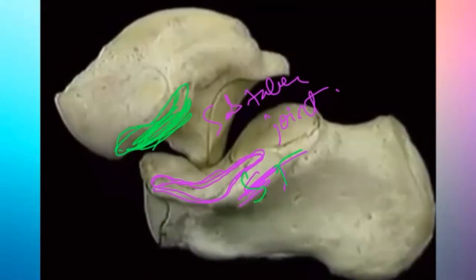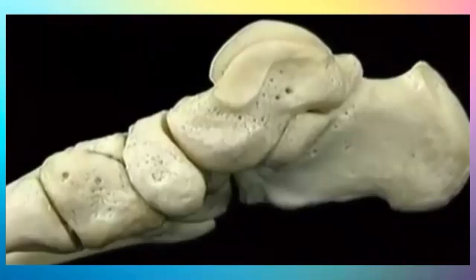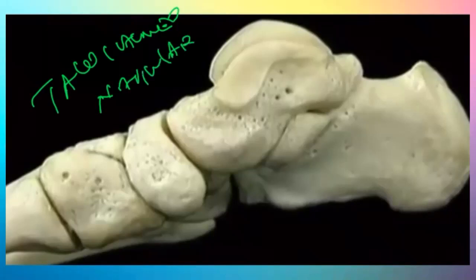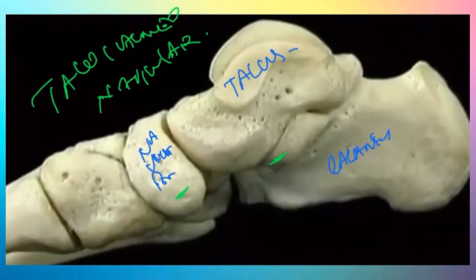Under surface. Okay, this is talus. So there will be a gap between, though we call it the talocalcaneonavicular joint. There is no direct connection between calcaneum and navicular, right? This is navicular bone, this is calcaneum, and this is talus. So when we mean the talocalcaneonavicular joint, it means this articulation, that means the head of the talus articulates with the navicular bone, right? This is the head of talus articulating with the navicular bone.